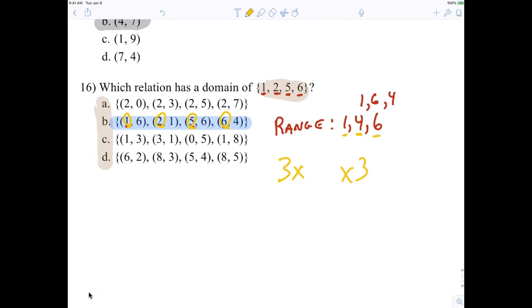Is our test only on this chapter, or is it going to be on other chapters? Chapter 1. Okay. All of this. Okay. All right. Yes, ma'am. Yeah. Of course you can.